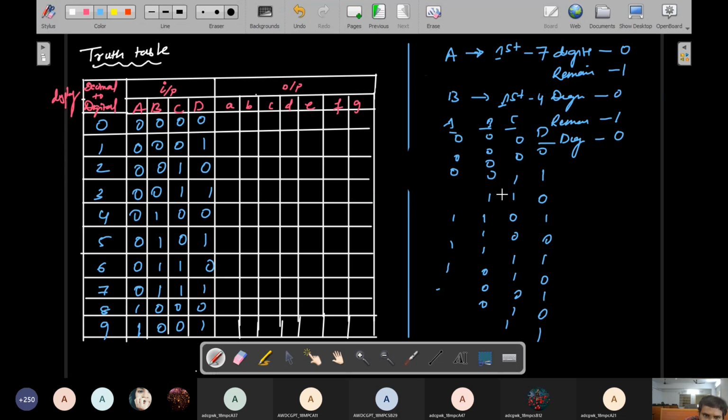Then B terminal is 4 zeros, 4 ones, 4 zeros, 4 ones. C terminal is 0 0 1 1 0 0 1 1 0 0 1 1. D terminal is 0 1 0 1 0 1 0 1 0 1. So you can follow this format. You can easily put the values without any mistake. Understand?